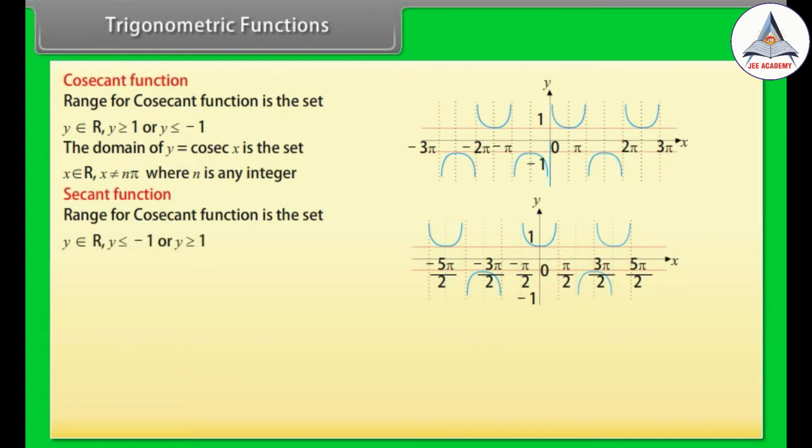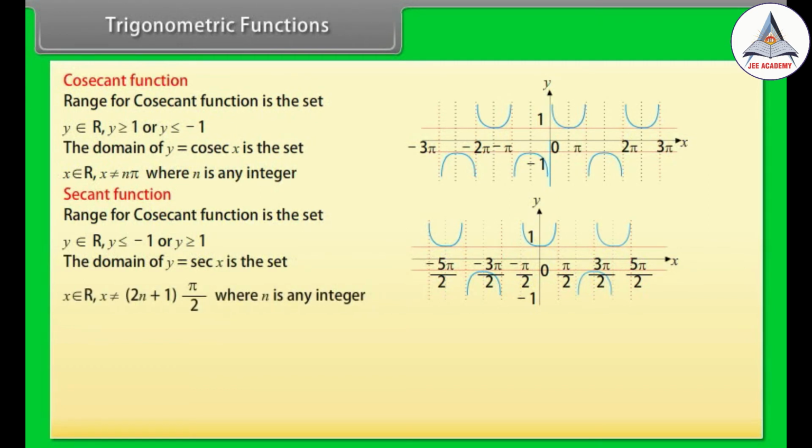Y belongs to real numbers, y less than or equal to -1 or y greater than or equal to 1. The domain of y = sec x is the set x belongs to real numbers, x not equal to (2n+1)π/2, where n is any integer.